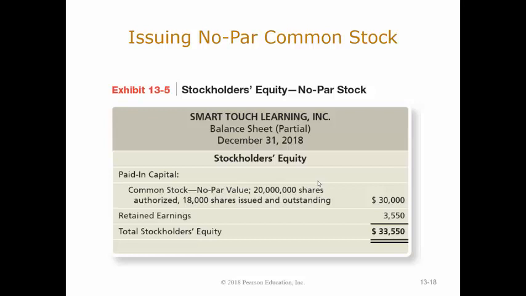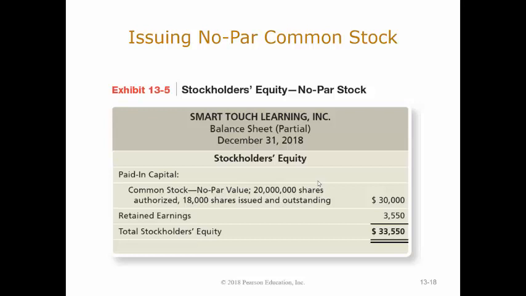And when you display it on your balance sheet, it would be the same situation, but now you don't have to have a PIC account because nothing can be in excess of par if there is no par value. So you would just display your common stock with no par value, again denoting how many shares your board of directors has authorized, how many have been issued, and how many of those that have been issued are currently outstanding, and that is your entire paid-in capital. Add to your retained earnings, you would come up with the same stockholders' equity.